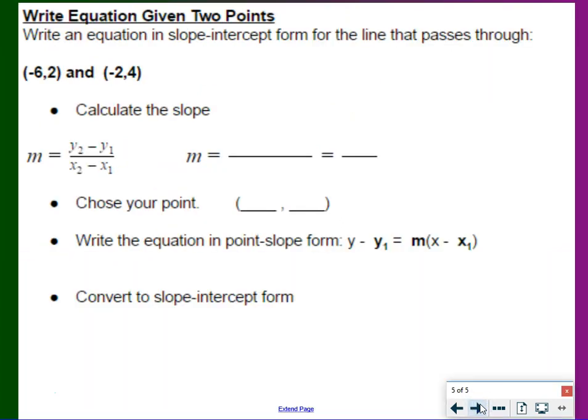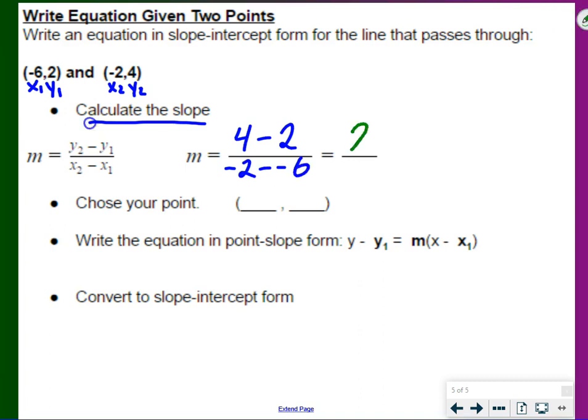All right, just one more example of the same thing just to make sure we get it. Write an equation in slope-intercept form. First off, we always have to find that slope. Calculate the slope. So x1, y1, x2, y2. Find our slope using that slope formula. y2 is 4 minus y1 is 2, over x2, which is negative 2, minus x1, which is negative 6.